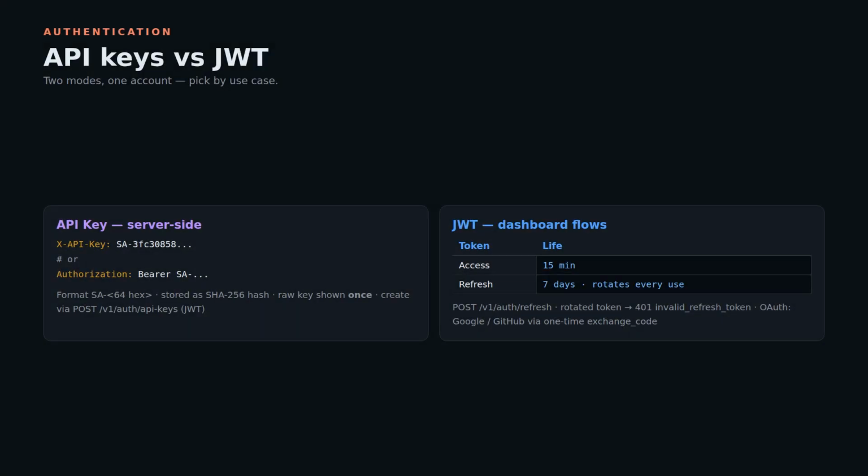Authentication has 2 modes. For server-side integrations, use an API key starting with SA-, passed in the X-API-Key header or as a bearer token. The raw key is shown exactly once at creation. Store it in a secrets manager immediately. For dashboard flows, short-lived JWTs: a 15-minute access token, and a 7-day refresh token that rotates on every use. Reusing a rotated token returns 401. OAuth through Google and GitHub is also supported, using a one-time exchange code.